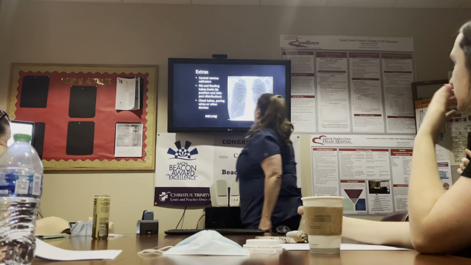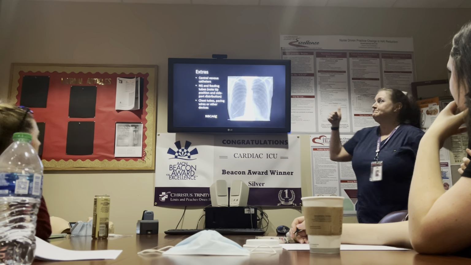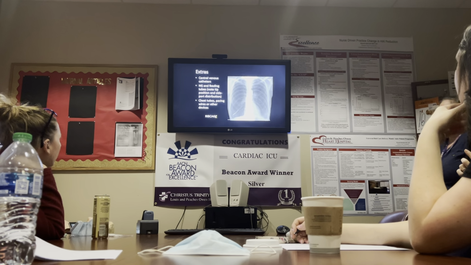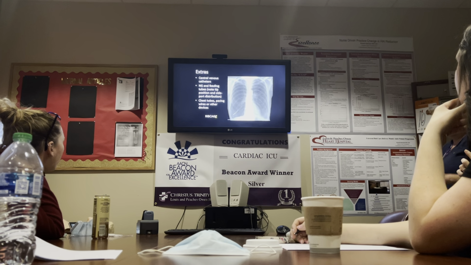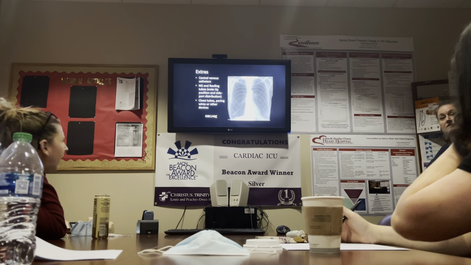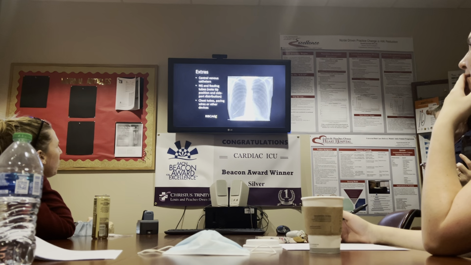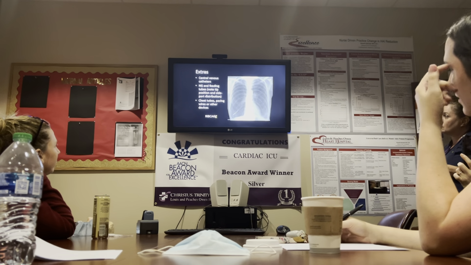All right, central lines and other stuff. What's going on in this picture? What is that? Is that a feeding tube in the lung? That is a Dobhoff tube in the lung. Yeah, so that's a misplaced feeding tube.